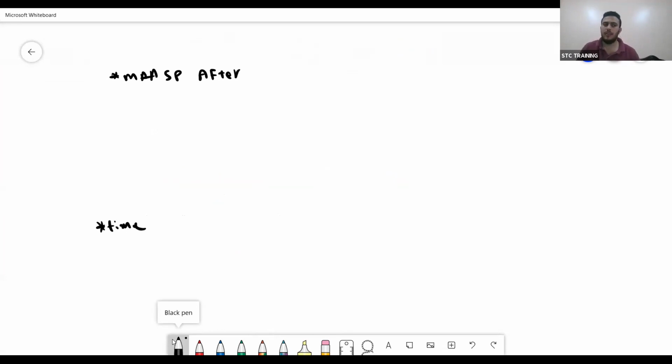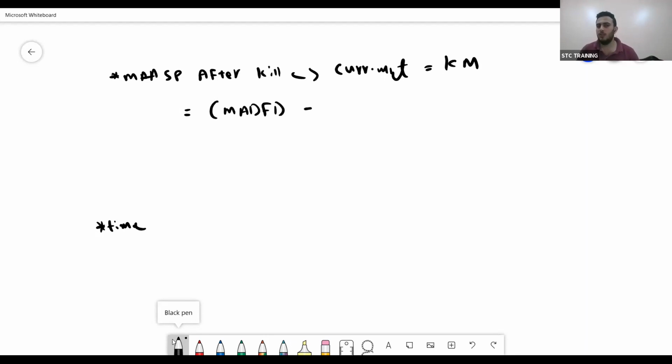Okay, so here mass after kill the well. Now we have current mud weight, which will be our kill mud. To calculate, it will be the same equation: maximum allowable drilling fluid density minus current mud. Here in the equation it will be kill mud weight, kill mud weight times TVD times 0.52, TVD at shoe TVD.